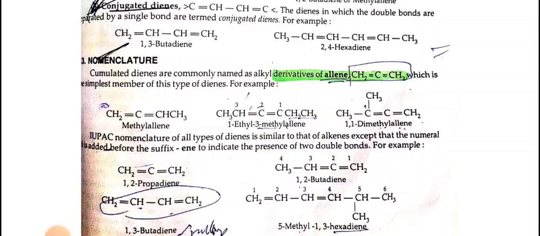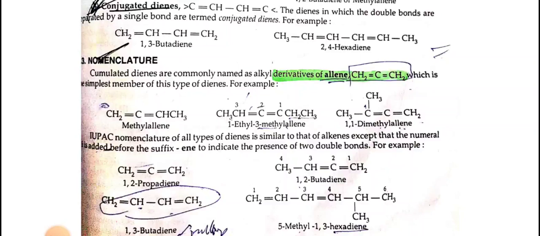3.3 Nomenclature. Cumulated dienes are commonly named as alkyl derivatives of allene, CH2=C=CH2, which is the simplest member of this type of dienes. For example, methylallene, 1-ethyl-3-methylallene and 1,1-dimethylallene. IUPAC nomenclature of all types of diene is similar to that of alkene except that the numeral "di" is added before the suffix "ene" to indicate the presence of two double bonds.